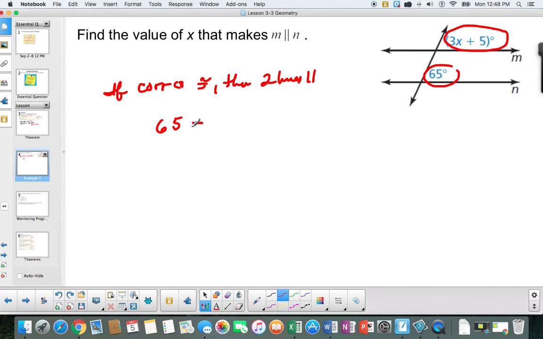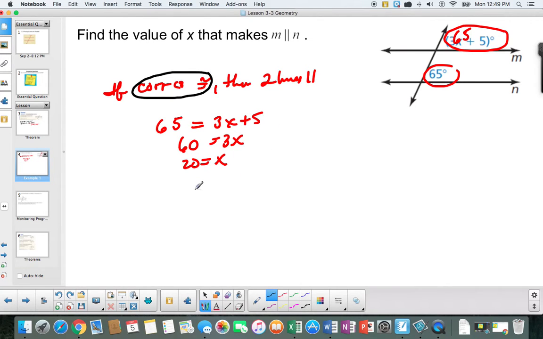So I'll set 65 equal to 3x plus 5. So 3x is equal to 60 and x is equal to 20. Making x equal to 20 forces this angle to be 65. When this is 65 and this is 65, I have corresponding angles that are congruent, and I can make the conclusion that m is parallel to n.